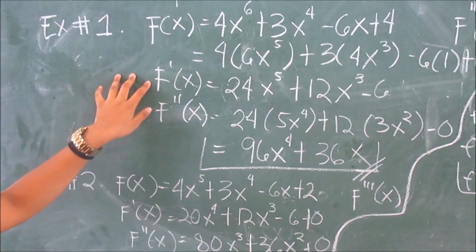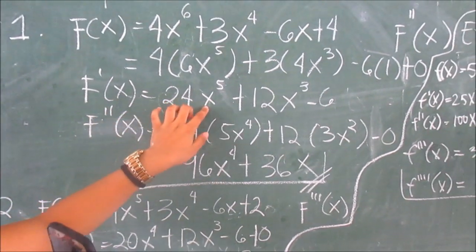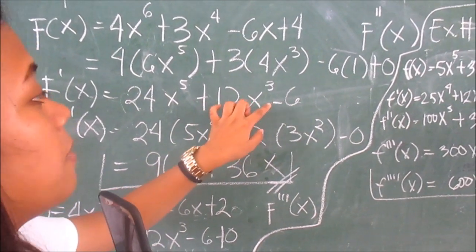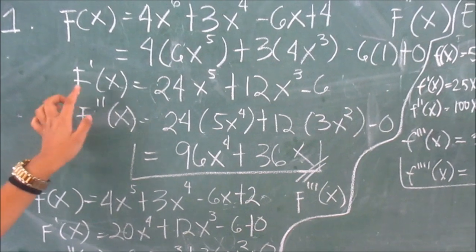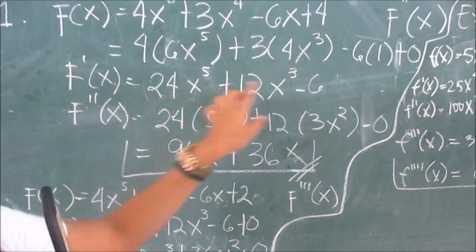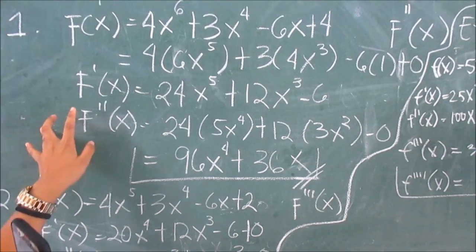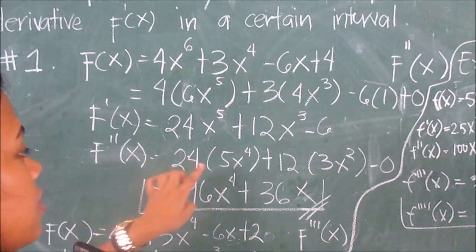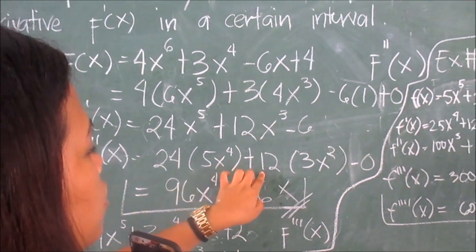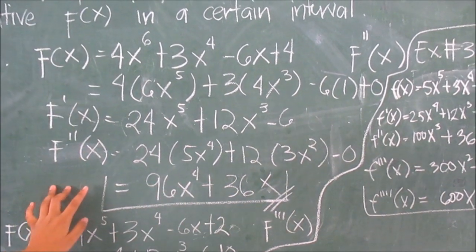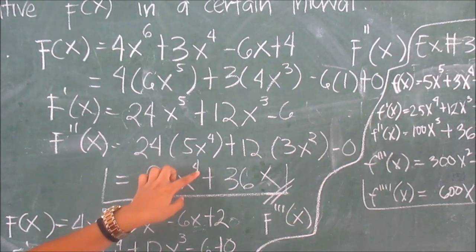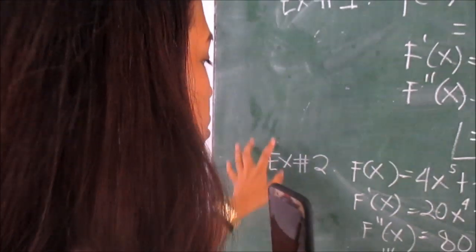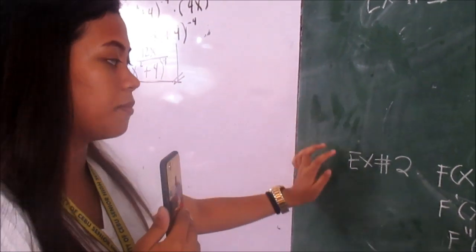So the first higher order derivative is 24x raised to the power of 5 plus 12x cubed minus 6x. So in order for us to get the derivatives of these, we're going to differentiate to get the second derivative. So 24 times 5 is 96. So 12 times 3 is 36. So the final answer is 96x raised to the power of 4 plus 36x. So let's proceed to example number 2.